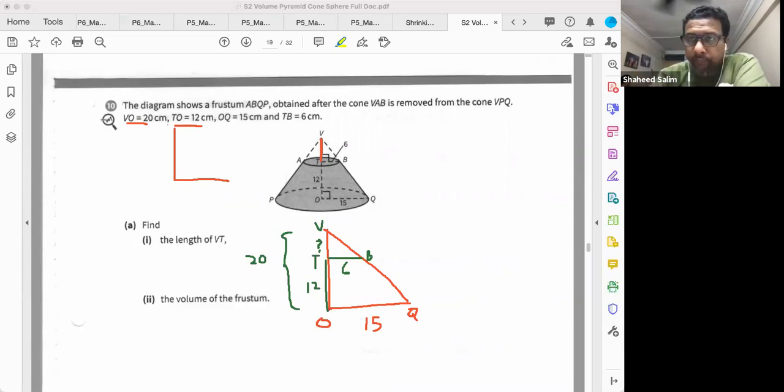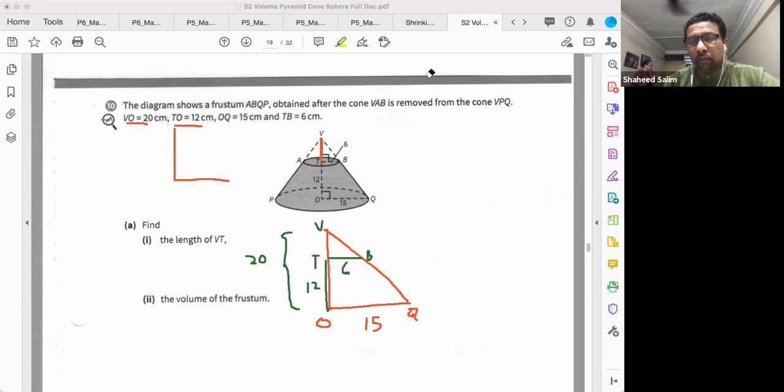Can you do it? I hope you can do it. Okay, since there seems to be no movement, I'm just going to continue. This one down here is very simple. You need to find something very simple. It's 12, 20. They tell you VO is 20. Minus 12 gives you 8.